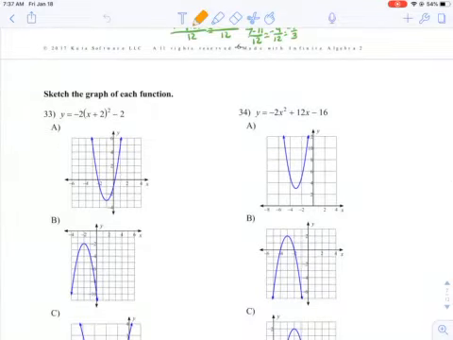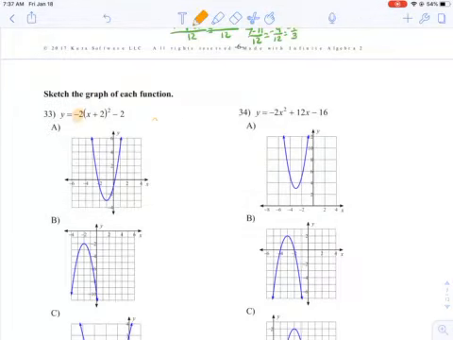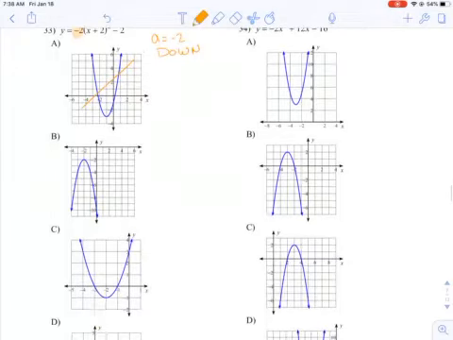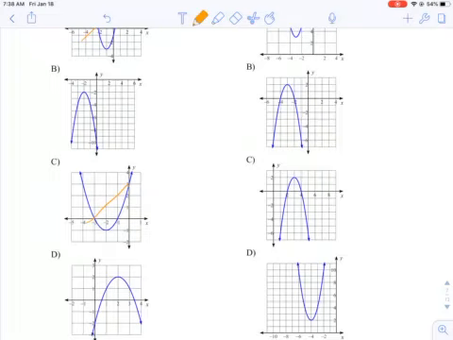Okay, now we're going to do number 33, which we are going to look at a parabola. So this is a quadratic, but it's in vertex form, so it's a little bit easier. We see that the a value is negative, so that means it's going down. So we know that that can't be the answer. And so we only have two answers. We could be here or here.